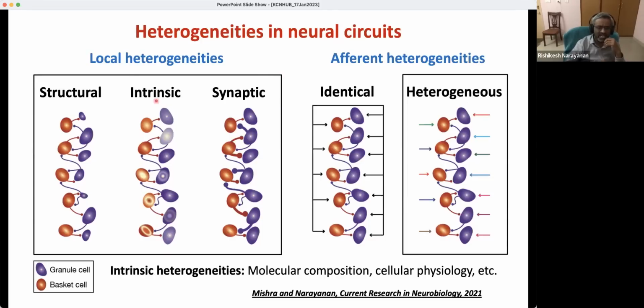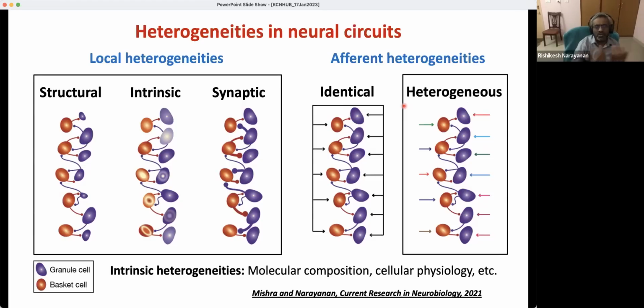And as I mentioned, there are several different local heterogeneities. The structural properties could be different. The intrinsic properties, by which I mean the input resistance, the firing rate, and so on and so forth. And in terms of afferent heterogeneities, these are the fibers that are coming from another brain region. It's not like all the neurons are getting identical inputs from the projecting brain region, but you would have a very different set of inputs making contacts. There could be some overlap, but there are heterogeneities even in terms of the afferent connectivity. So you have these local and afferent heterogeneities that are present in a given neural structure.